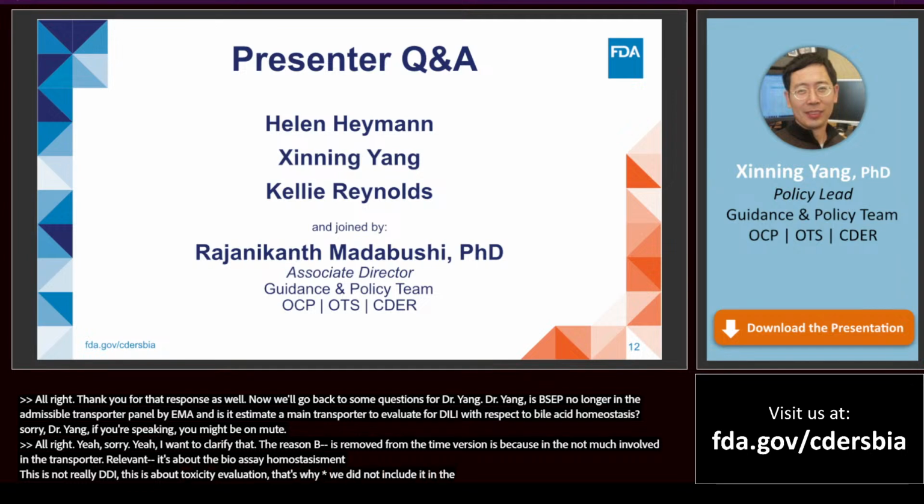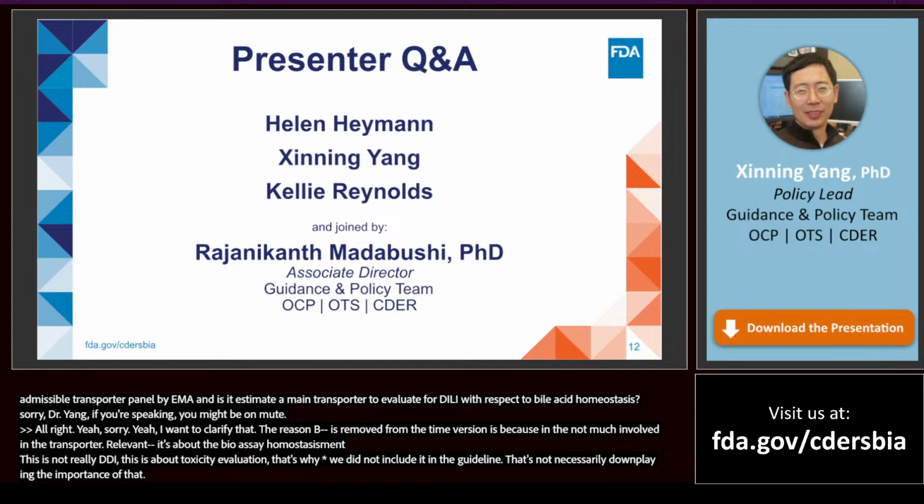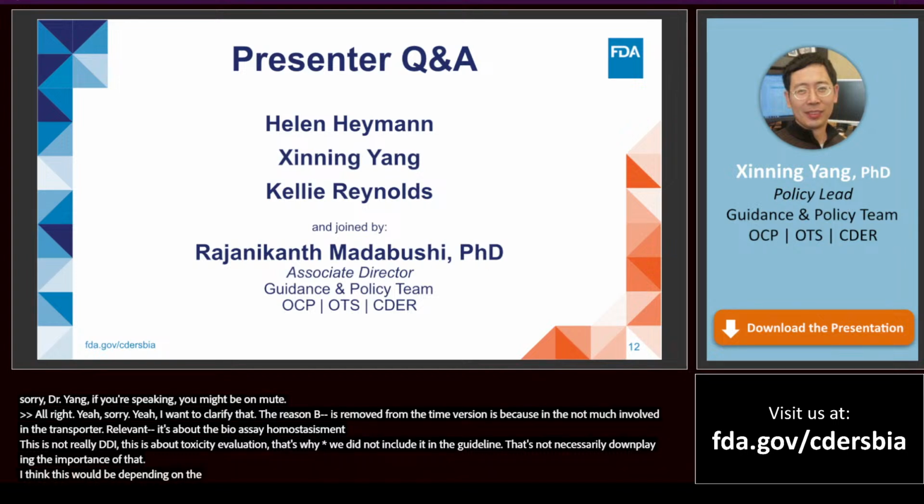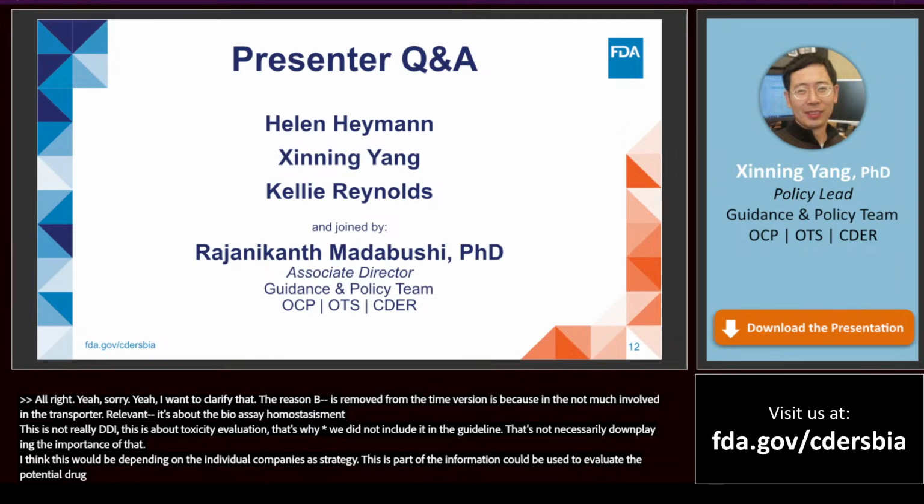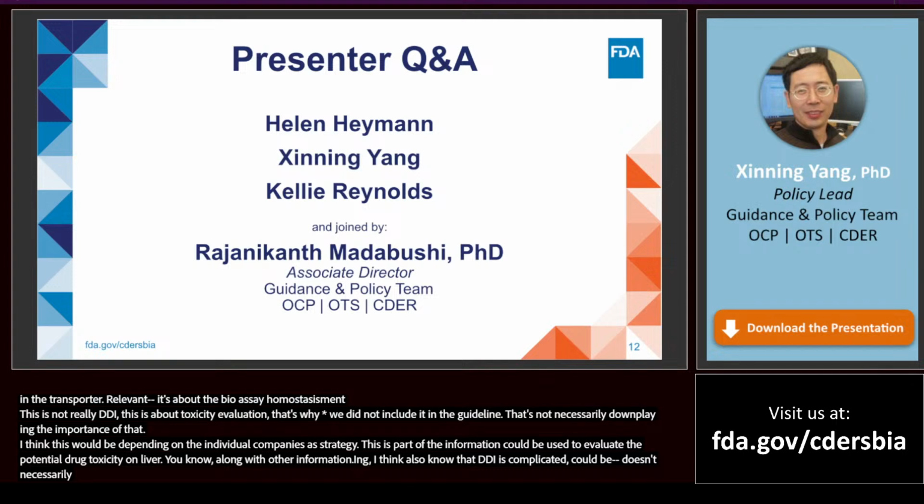But that does not necessarily downplay the importance of that. I think this probably will depend on the individual company's strategy. This is part of the information that could be used to evaluate the potential of drug toxicity on liver, along with other information. But of course, I think the audience also know that DILI is quite complicated. The inhibition of BSEP alone doesn't necessarily cause DILI, and on the other hand, DILI can also be from other reasons than just the BSEP inhibition.